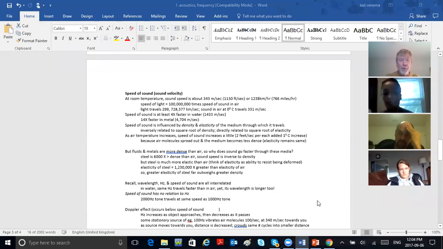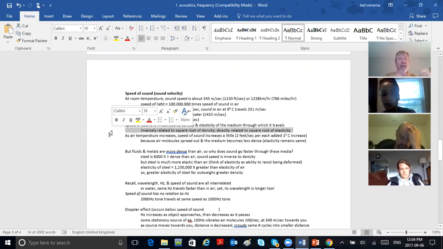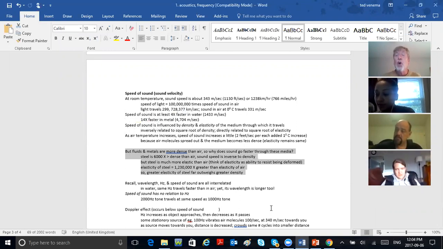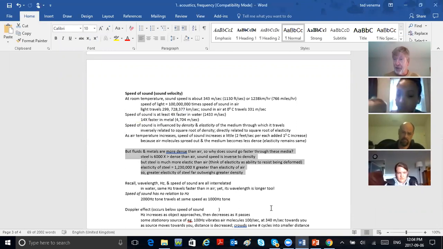So now we take a look at steel and air and water again. Sound is influenced by the density and the stiffness. What does it say here? Inversely related to the square root of density, directly related to the square root of the last. Forget that, that's stupid. Here's what we need to look at. The more dense an object is, the slower sound travels through it.